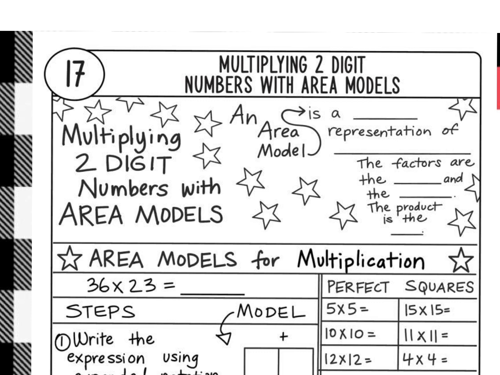Okay, so multiplying two-digit numbers with area models. An area model, what is it? It is a visual, remember if I write, you write. It is a visual representation of multiplication. The factors are the length and the width. This sounds weird, but you'll see what I mean in a minute. The product is the area.